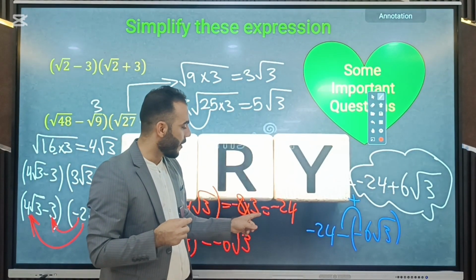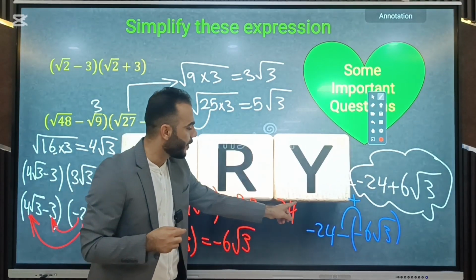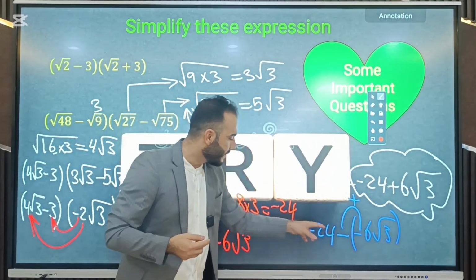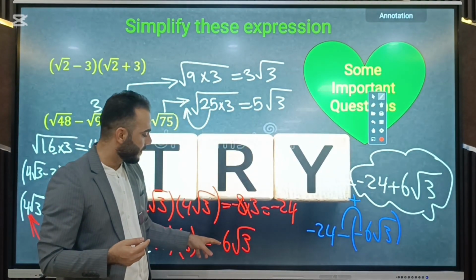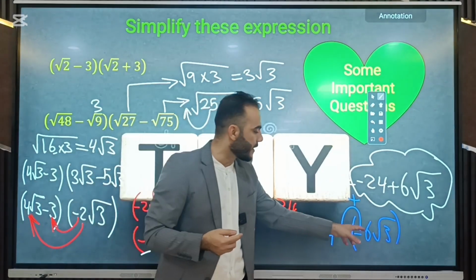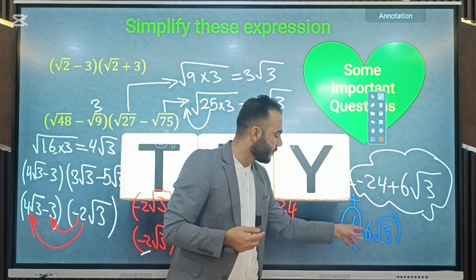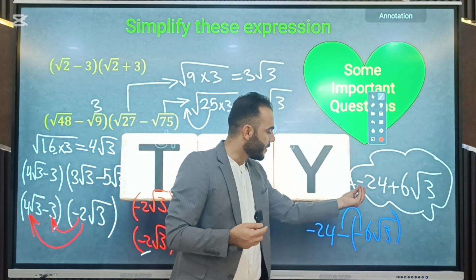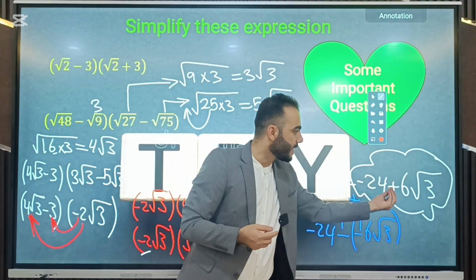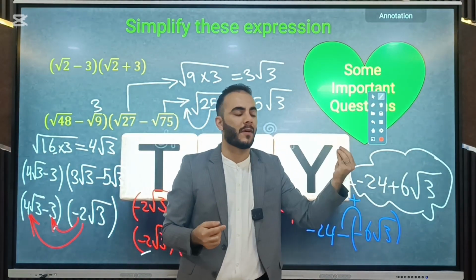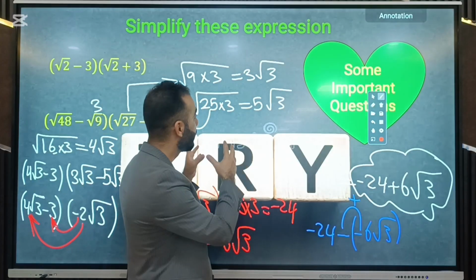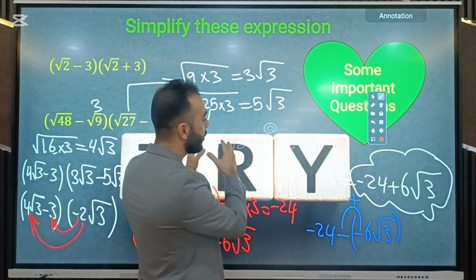So here, finally, let's just summarize it. So negative 24 minus, why minus? Because we have got minus in this bracket between these two terms. Minus, and we got negative 6 square root of 3 in the second multiplication. So these two negatives, we know that negative times negative is positive. So finally, negative 24 plus 6 square root of 3. That is the final solution for this question. And again, there are some questions exactly the same as this question in your exercises.